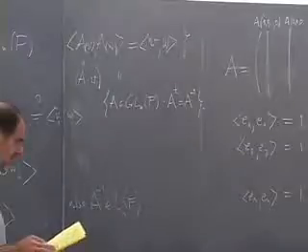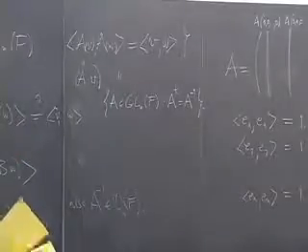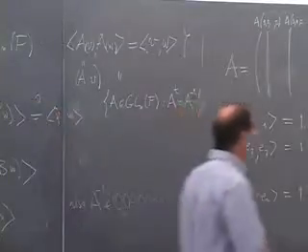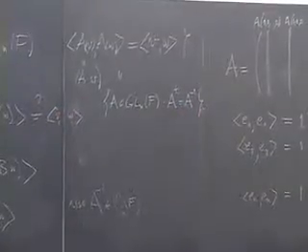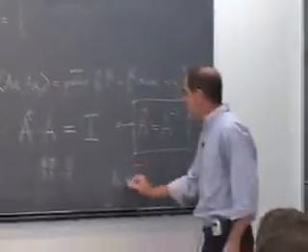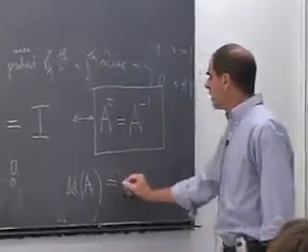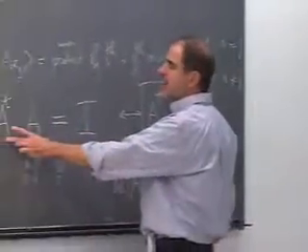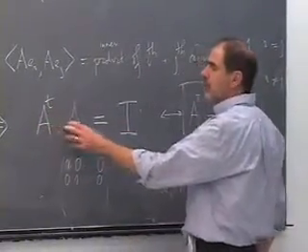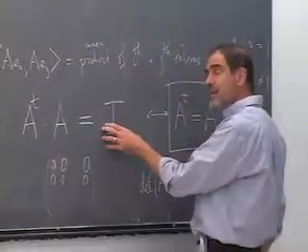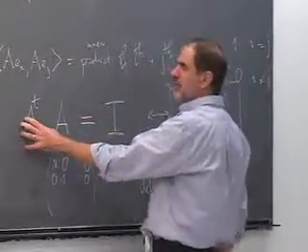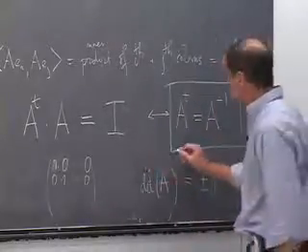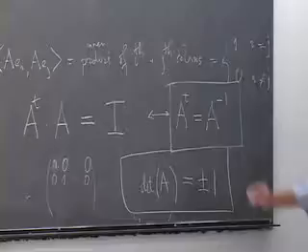Okay, now I'm going to show you a number of interesting things that happen with these matrices. For example, the first thing is that the determinant is not arbitrary. I claim that the determinant of A has to be plus or minus 1. Because if you take the determinant on this identity, you get the determinant of A transpose times the determinant of A is 1. The determinant of A transpose is the same as the determinant of A. So the determinant of A squared is 1.